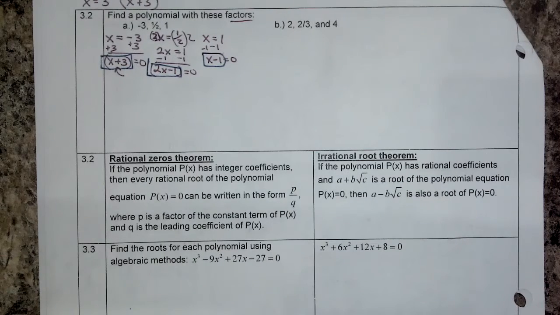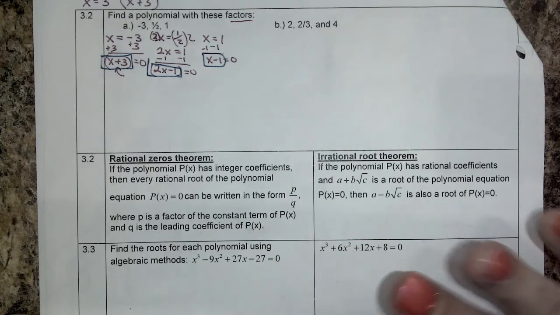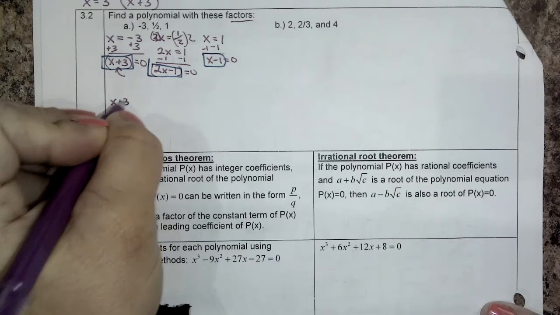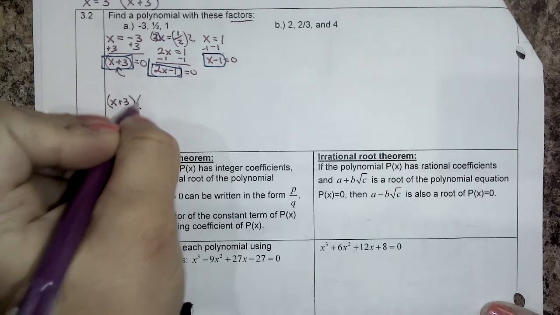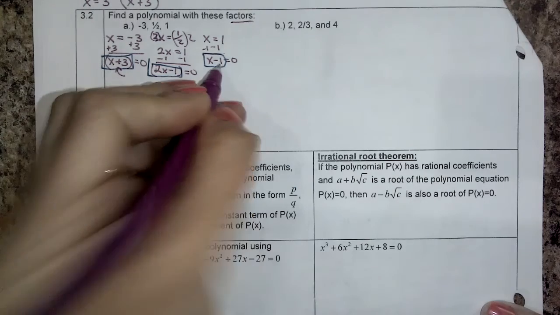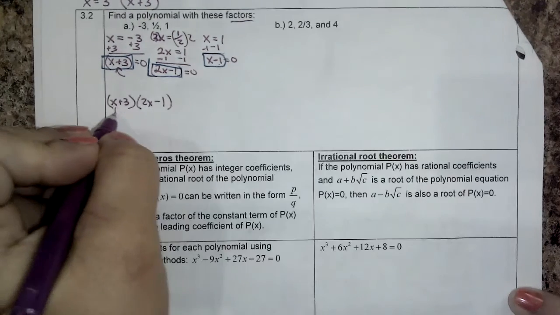Now, in order to find a polynomial, when I'm finding the factors, I'm breaking them apart, right? I'm factoring them. Well, what's the opposite of factoring? Foiling, or multiplying. So I'm going to take any two of these and multiply them together. I'll do these two first, and then I'll do that one. So I'm going to FOIL.